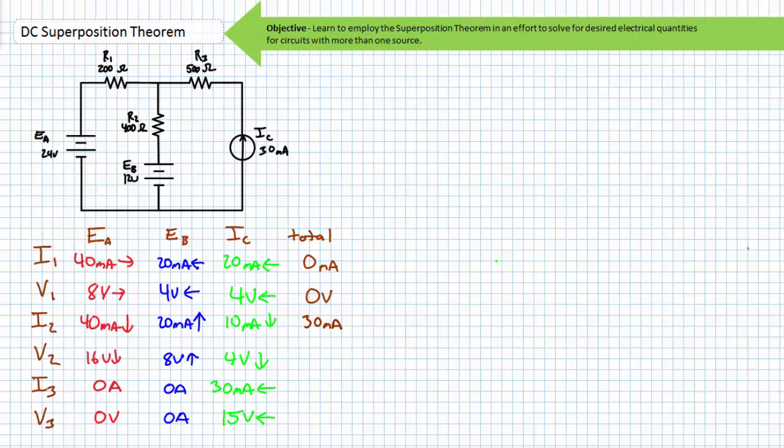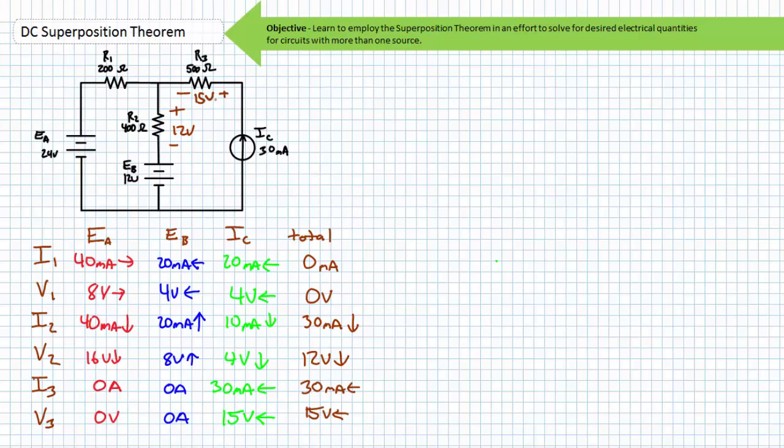R2 experiences 40 milliamperes plus 10 milliamperes going top to bottom, and 20 milliamperes going bottom to top. The combined effect is 30 milliamperes of current traveling downwards. Ohm's law dictates that there will be a 12-volt drop across it, positive to negative, top to bottom. This is supported by the summation of each individual source's contribution to the combined effects.